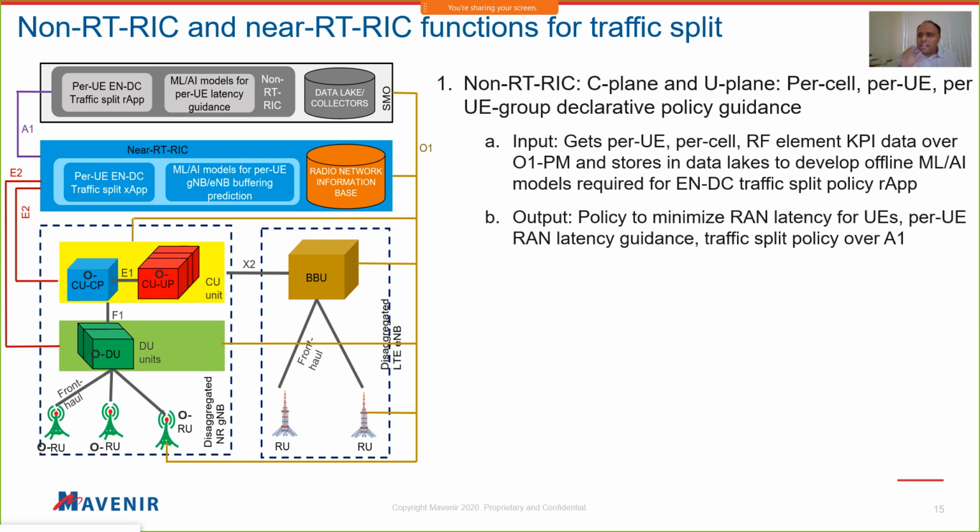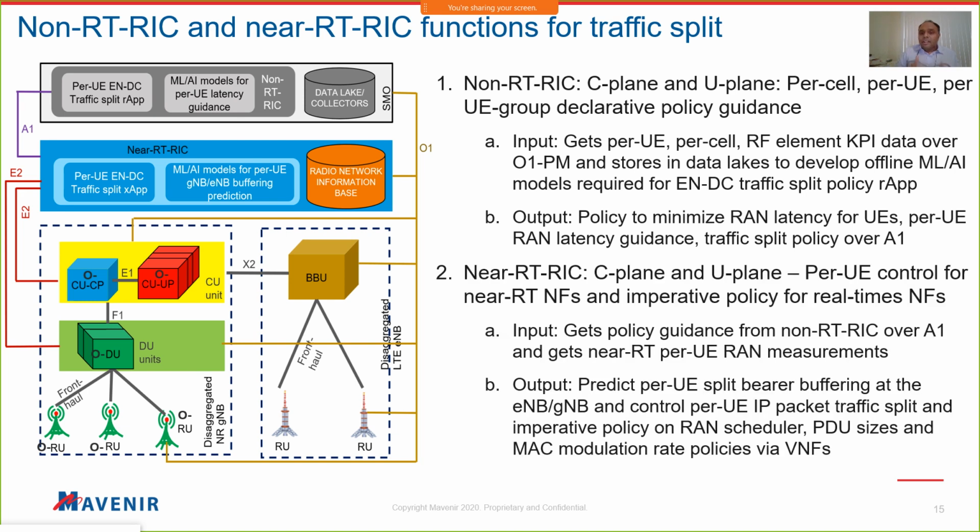The non-real-time RIC is responsible for declarative policy guidance. It gets the per-UE and per-cell measurements over the O1 interface, stores them in the data lakes, and develops offline machine learning models to determine policy guidance for the traffic split. The output is what is sent over the A1 interface. The output consists of policies to minimize RAN latencies for the user, and it also predicts the RAN latency and offers it as guidance via the A1 interface. It will also have policies for traffic split. For example, a minimum of 10% of traffic should be split on either interface. This is an example of a policy.